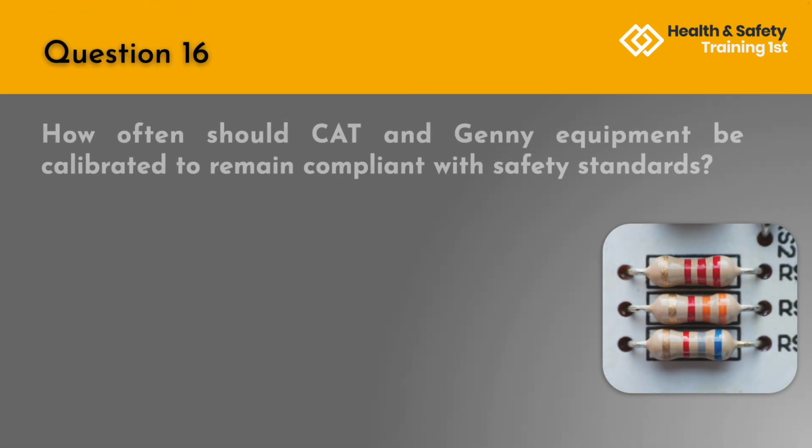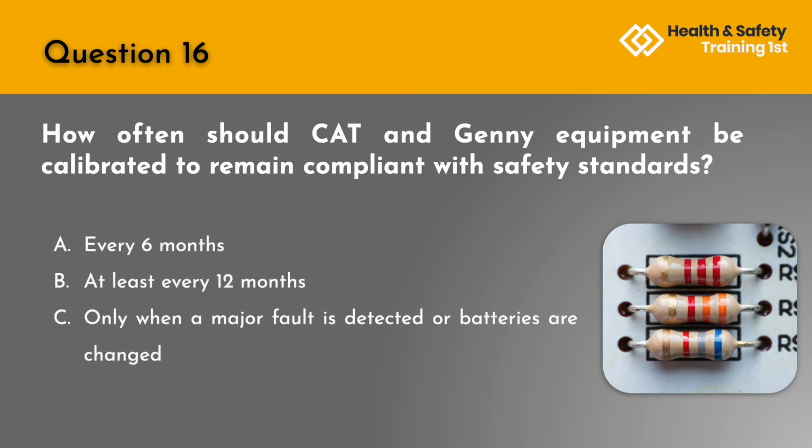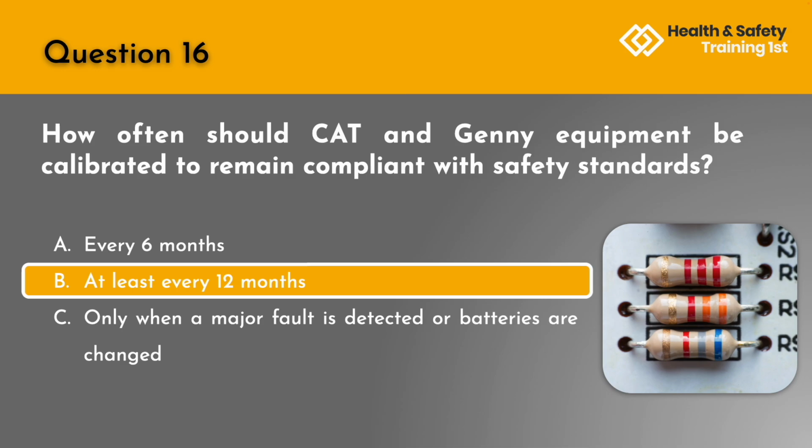Question 16. How often should CAT and Genny equipment be calibrated to remain compliant with safety standards? A. Every 6 months. B. At least every 12 months. Or C. Only when a major fault is detected or batteries are changed. The correct answer is B, at least every 12 months.